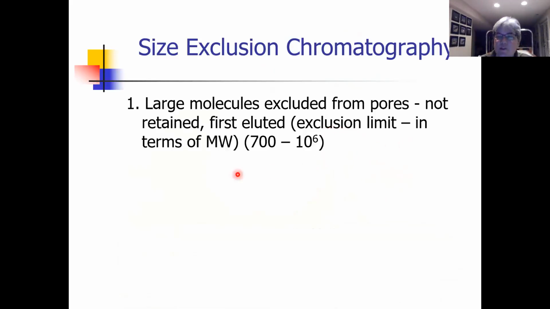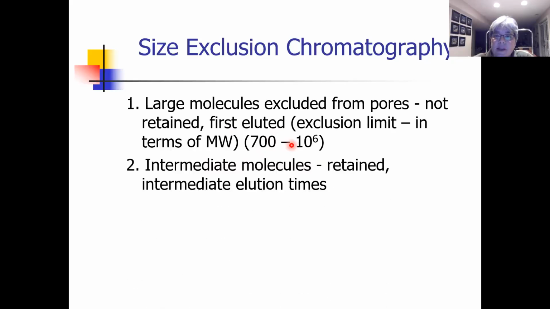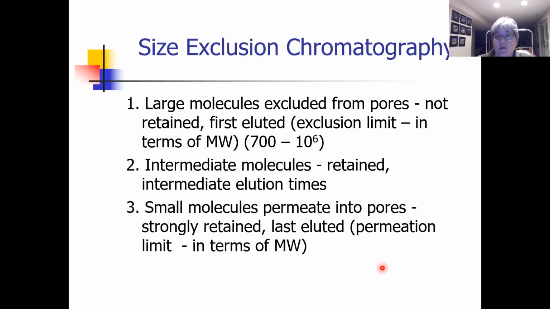We call these first molecules that come out the exclusion limit, and we talk about it in terms of molecular weight. These are the first molecules out, the biggest ones. The exclusion limit is determined by how big those pore sizes are. Then there will be some molecules that come out in between. These are the intermediate molecules. And then we have the smallest molecules.